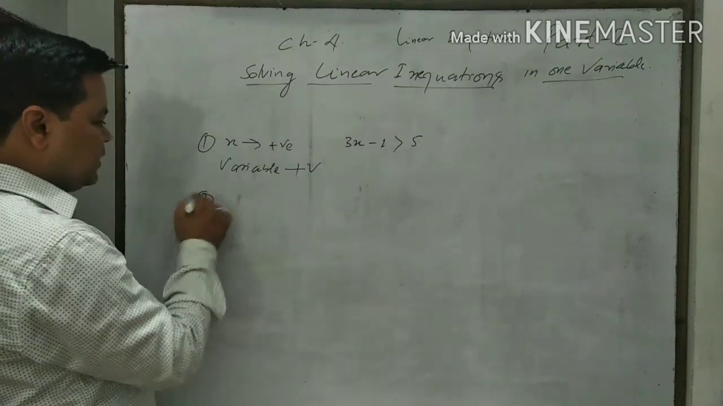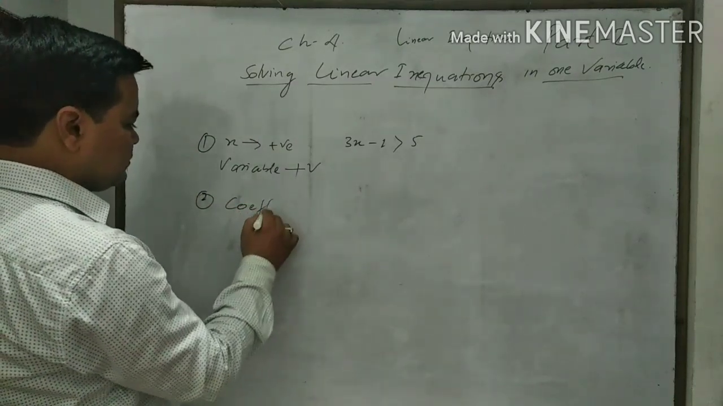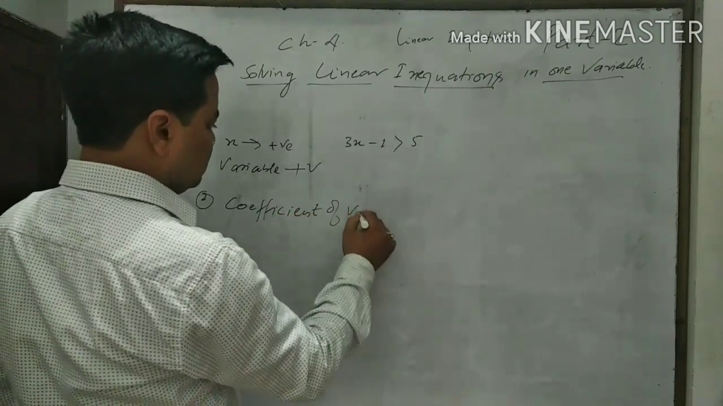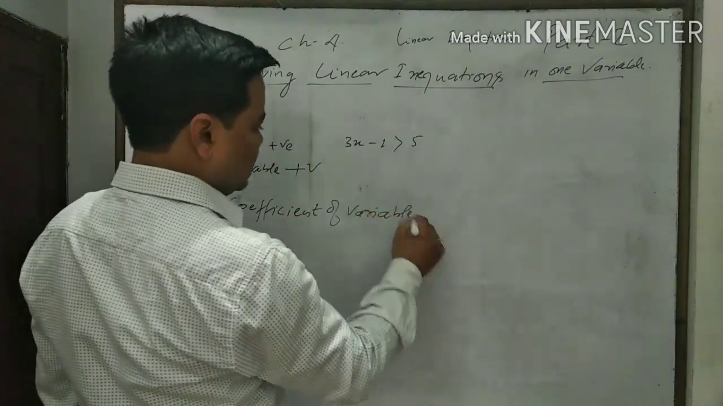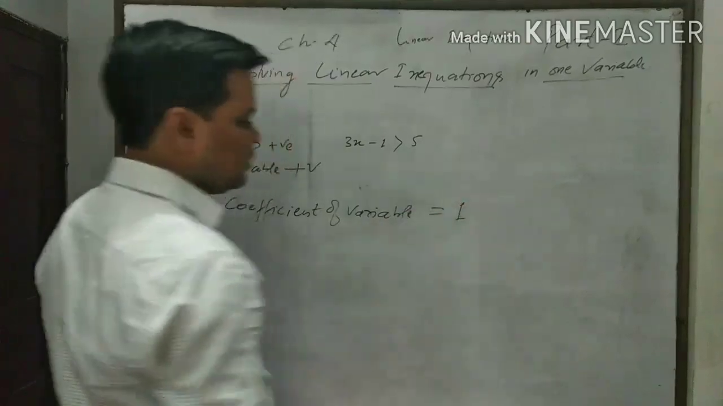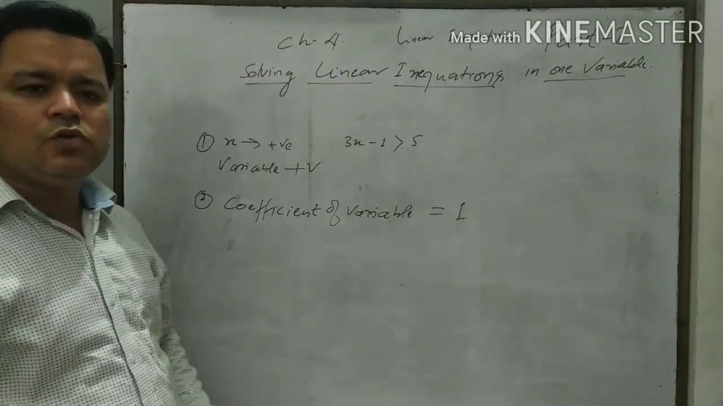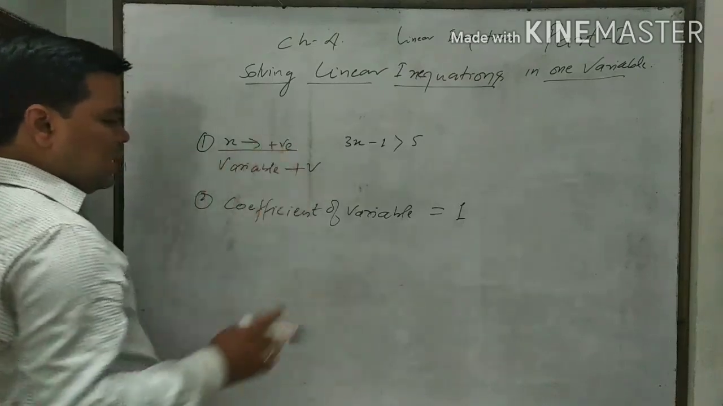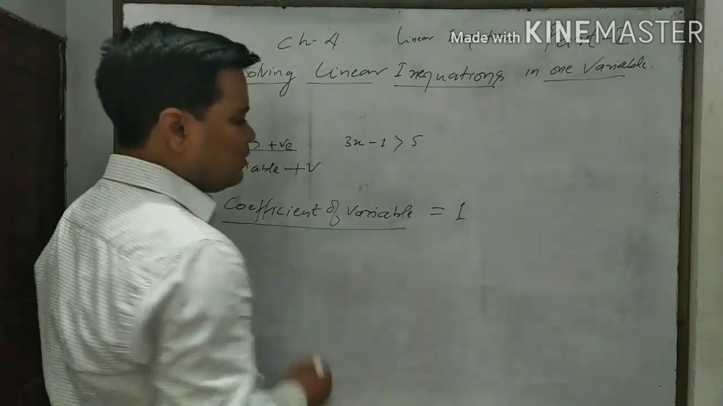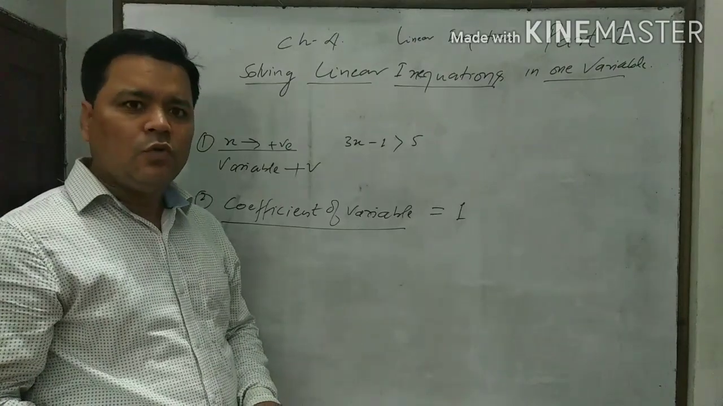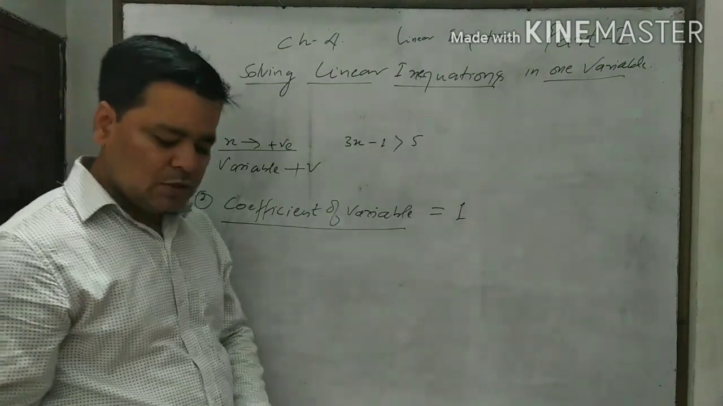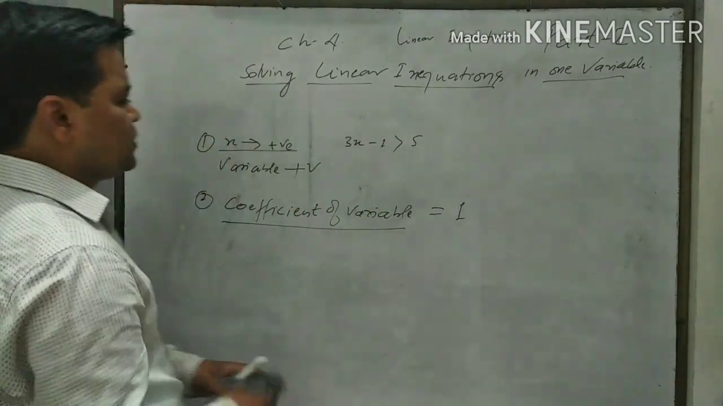And the second thing is the coefficient of the variable should be equal to 1. Coefficient of the variable should be equal to 1. What is important in the first two things? The variable should be positive, and second, the coefficient of the variable should be equal to 1. In this condition, you will feel easy while solving the inequations.